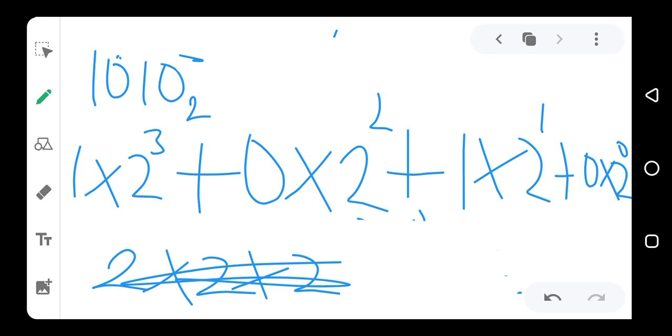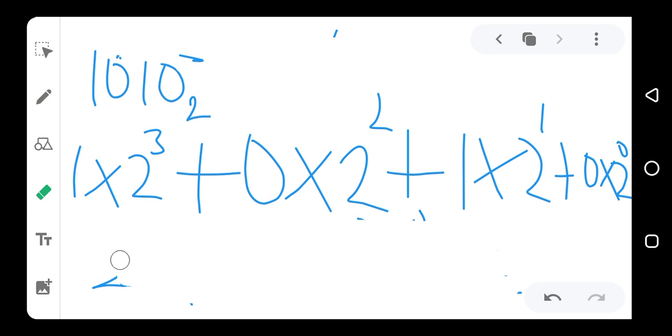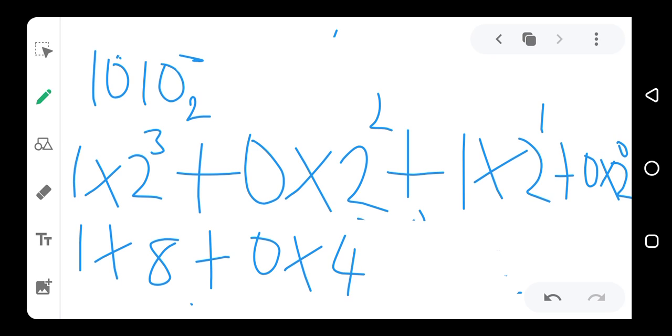2 times 2 is 4, and 4 times 2 is 8. So we have 1 times 8 plus 2 raised to power 2 is 2 times 2, which is 4. So 0 times 4 plus 2 raised to power 1. I said that anything raised to power 1 is that number. So 2 raised to power 1 is 2.